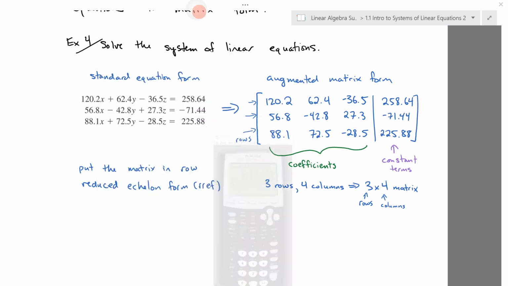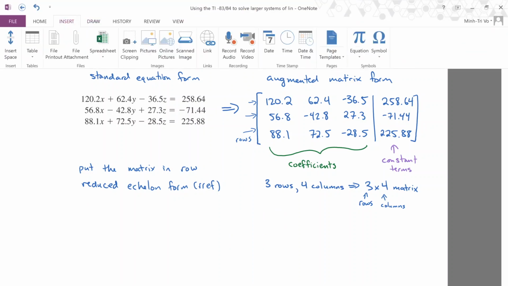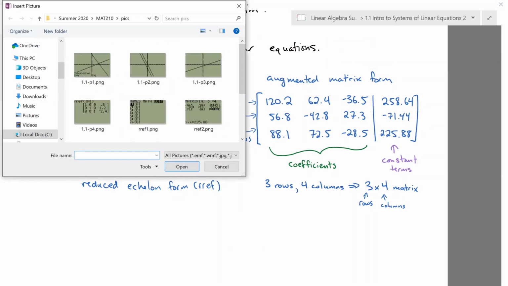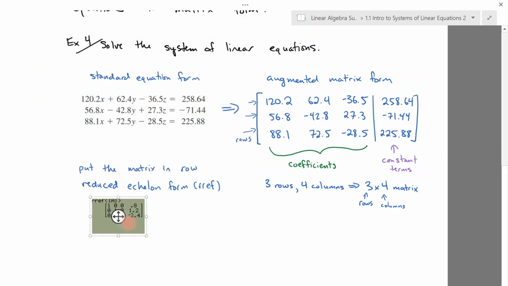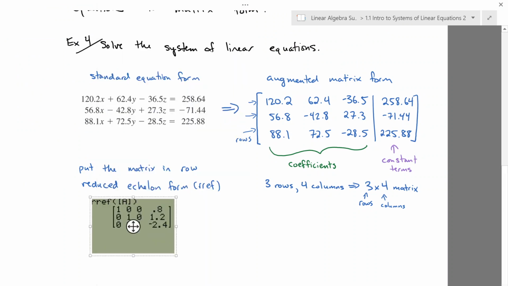Okay, so let me insert the screen there. I think this, make sure all the numbers matched up. So 0.8, 1.2, and then negative 2.4. Okay. So this was the row reduced echelon form, and let's put it back into equation form.